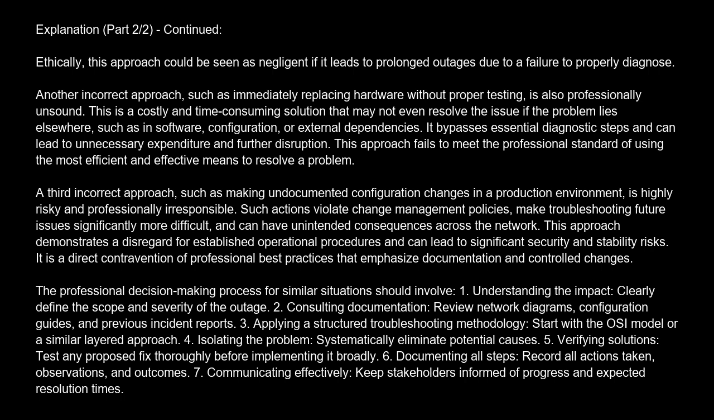The professional decision-making process for similar situations should involve: 1. Understanding the impact. Clearly define the scope and severity of the outage. 2. Consulting documentation. Review network diagrams, configuration guides, and previous incident reports. 3. Applying a structured troubleshooting methodology. Start with the OSI model or a similar layered approach. 4. Isolating the problem. Systematically eliminate potential causes. 5. Verifying the solution. Test any proposed fix thoroughly before implementing it broadly. 6. Documenting all steps. Record all actions taken, observations, and outcomes. 7. Communicating effectively. Keep stakeholders informed of progress and expected resolution times.